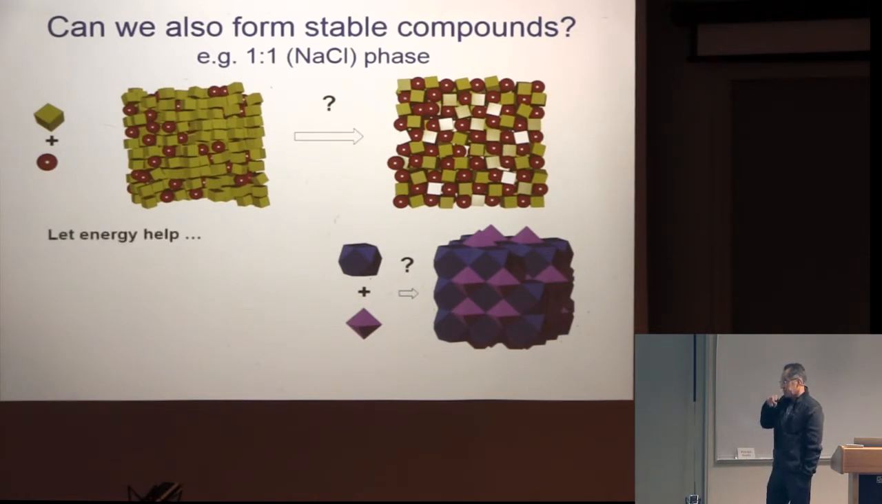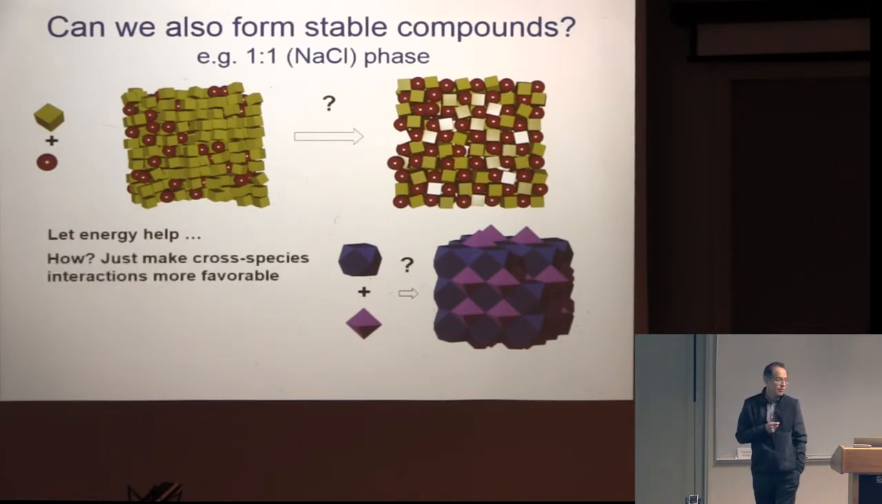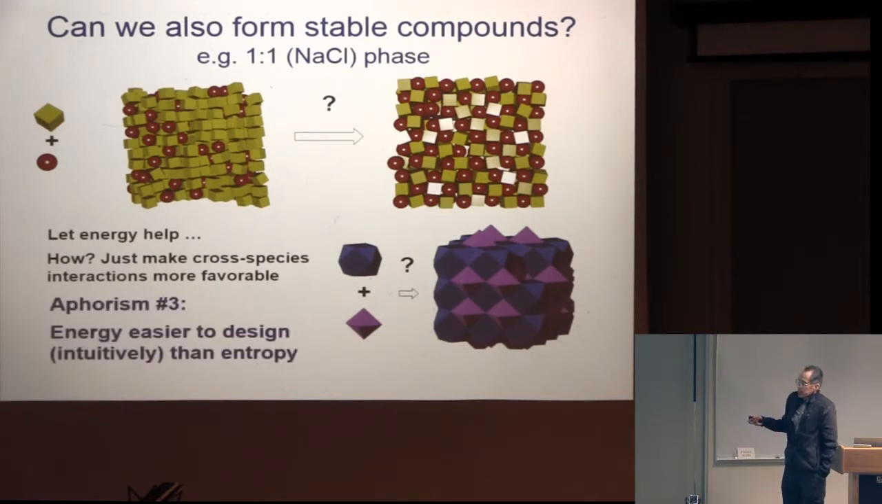Well, let's try energy. Now, some of you may say, hey, that's cheating. You said that entropy was bad. I never said that. What I said is that what is bad is to only focus on energy and basically forget about entropy. So if I'm going to use energy, how will I do it? Just by looking at these structures, you can tell that what you need to favor is the cross interaction between different species, in this case between spheres and cubes, as opposed to the like species. So just make those cross interactions more favorable. And that leads to my third aphorism, which says that energy is easier to design than entropy, at least conceptually.